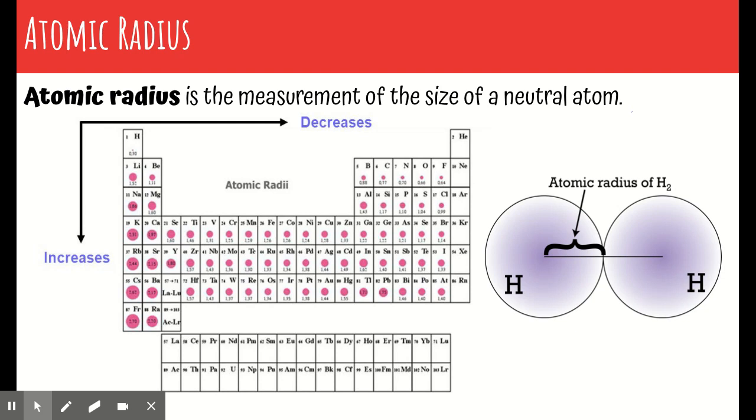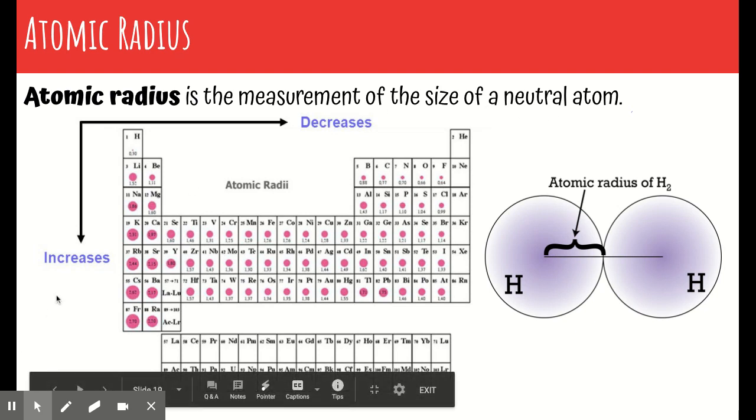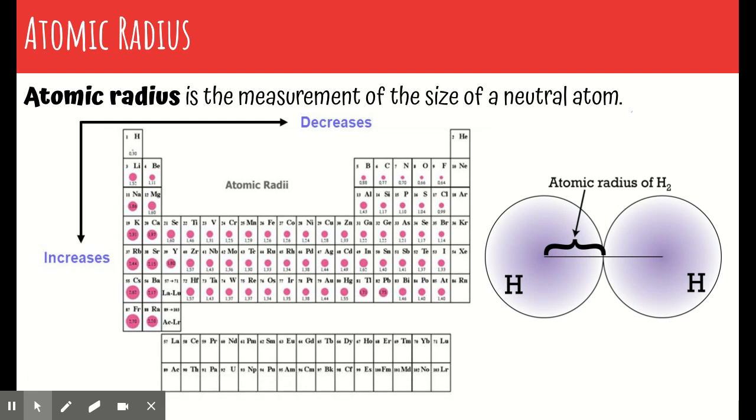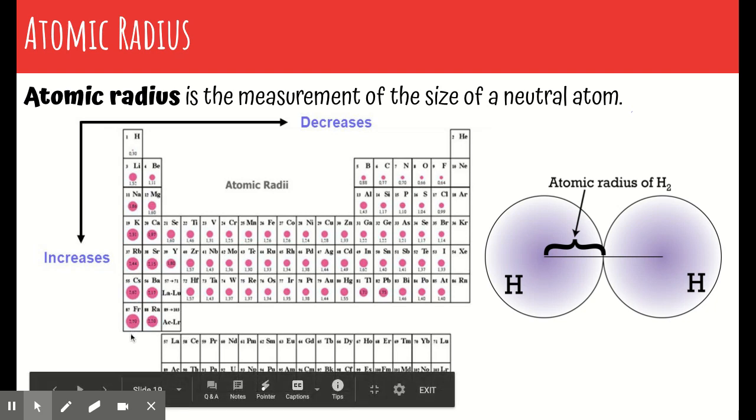Atomic radius is going to be just your actual like physical size of an atom, of a neutral atom. Okay, so we know that the electrons are surrounding the nucleus in a cloud type arrangement, and there's a radius that can be measured of that. So the atomic radius is going to be the measurement of from the nucleus out to the edge of that electron cloud. And it gets larger as you move to the bottom left-hand side of the periodic table, and smaller as you move to the top right-hand side of the periodic table.